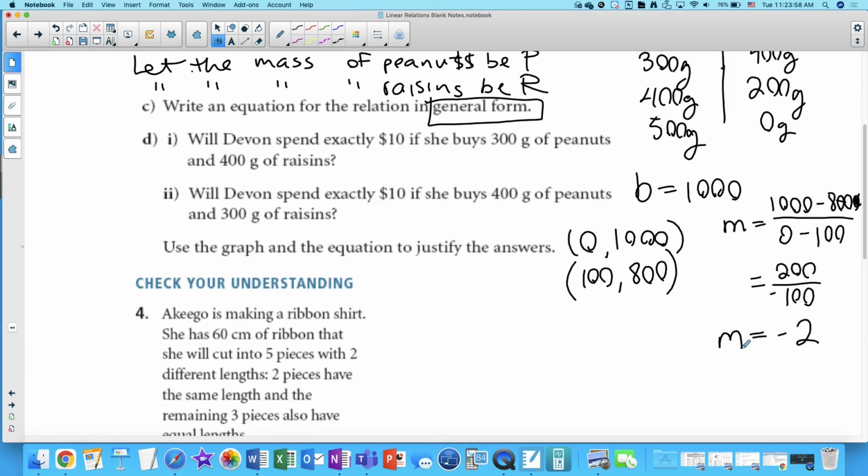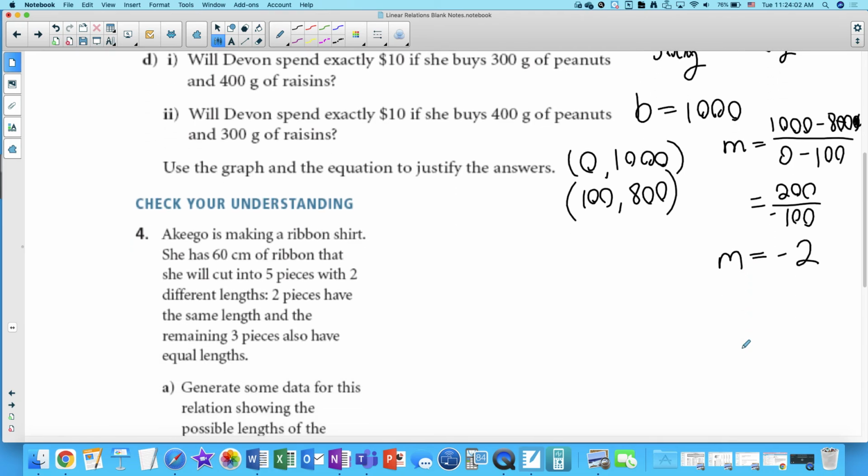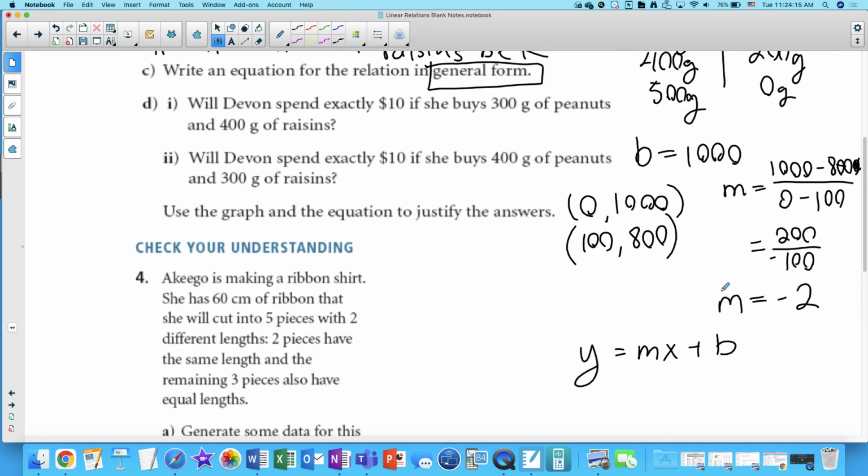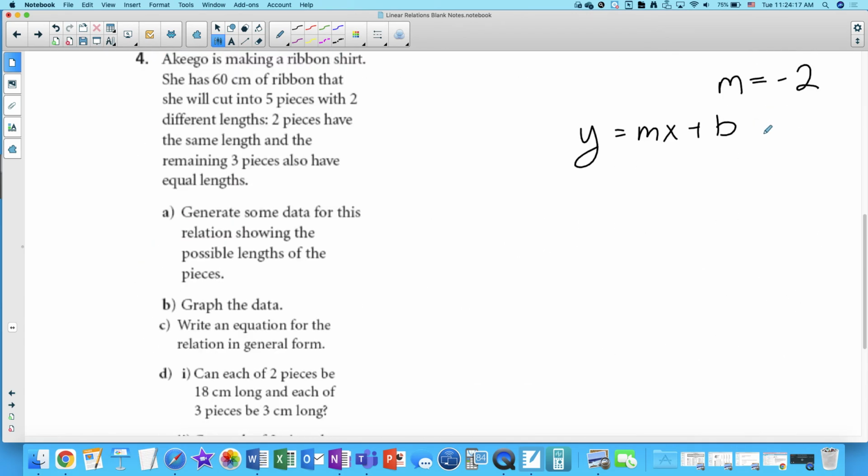Okay, so this is my m value. So I got my b value, my y-intercept, my slope value. If I want to put this into an equation, right, typically it's y equals mx plus b. I'm using different variables though, right? Instead of y, I am using r, that's the raisins. So I'm going to put an r here. And then my m value is negative 2 times, instead of x, that's my peanuts, times p plus 1,000.